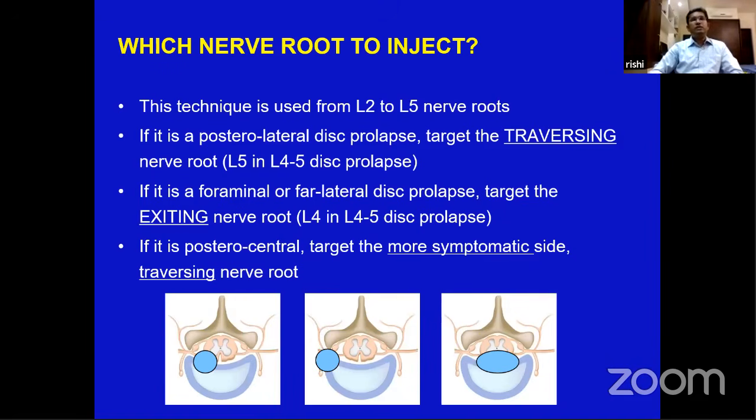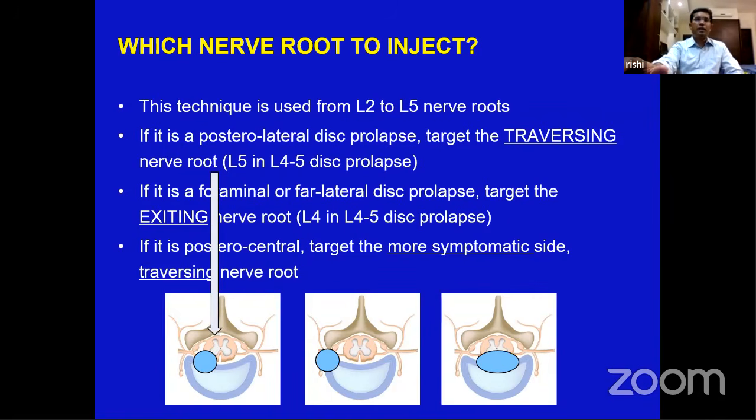This technique where we get an oblique view can be used for all the nerve roots from L2 to L5. So if you have an L1-2 disc collapse, you can block the L2 nerve root. L2-3 disc collapse, you have to block the L3 nerve root, and similarly for L3-4 and L4-5 disc herniations. If it is a posterolateral disc herniation, the common type which we see, we have to target the traversing nerve root. For example, if it is an L4-5 disc herniation, target the L5 nerve root.